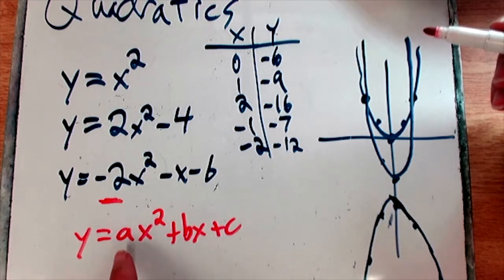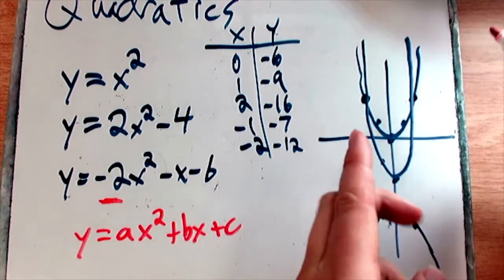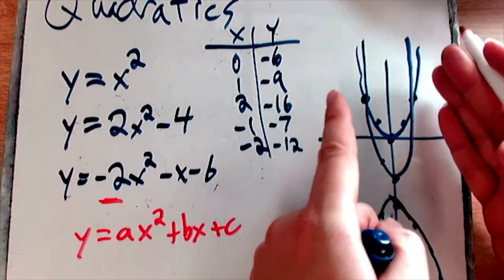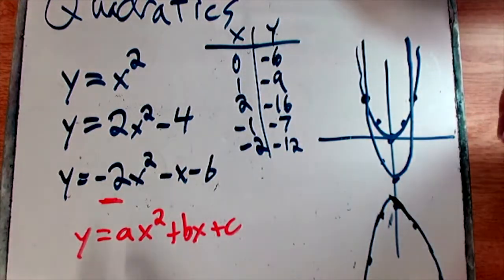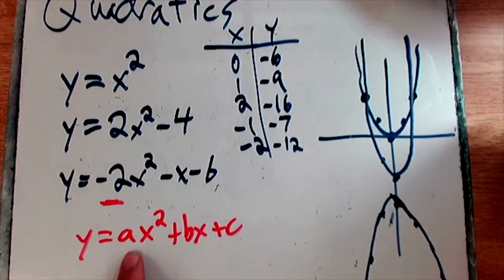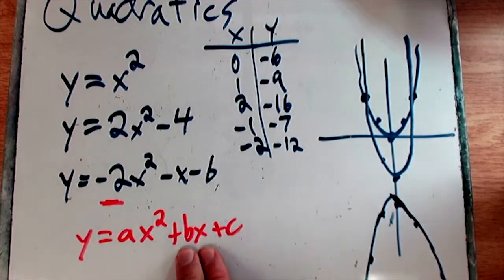Also, as a goes up, it gets skinnier. So the value here of 2 gets really skinny. This is also skinnier than the one where it was just a value of 1. So that's what a actually does. B, we don't know enough math at this point to go into b, so we kind of skip over that. It's a little bit more complicated.